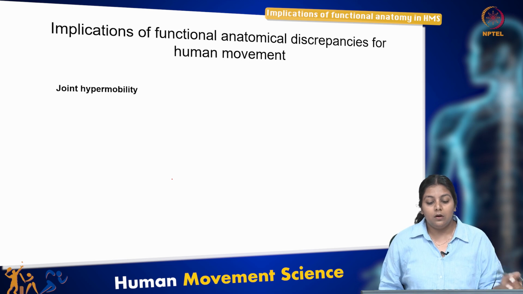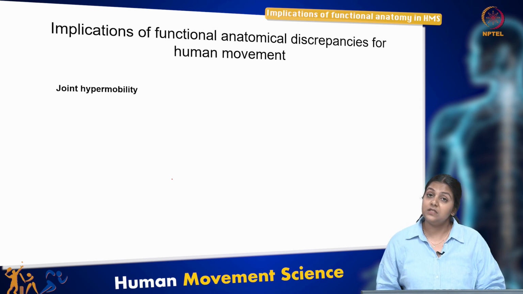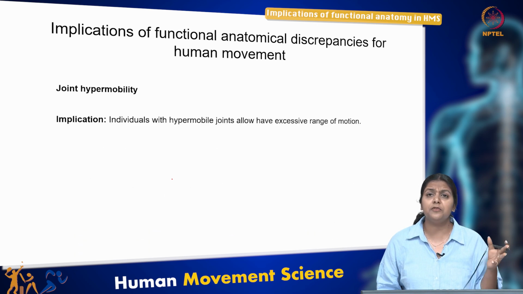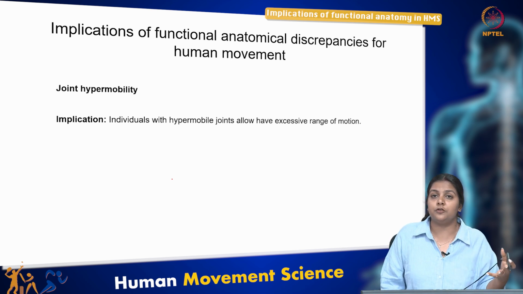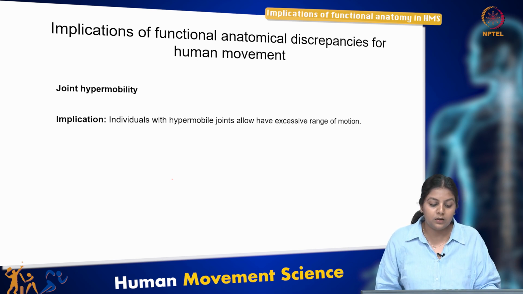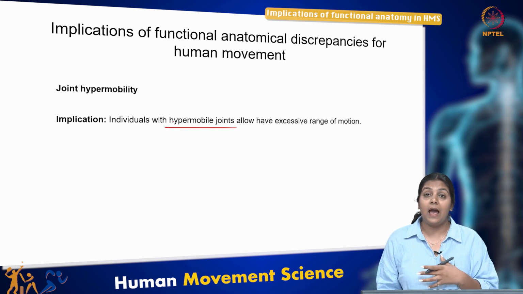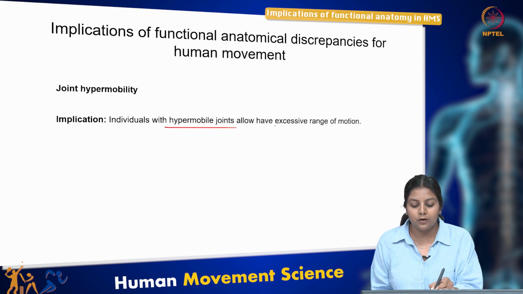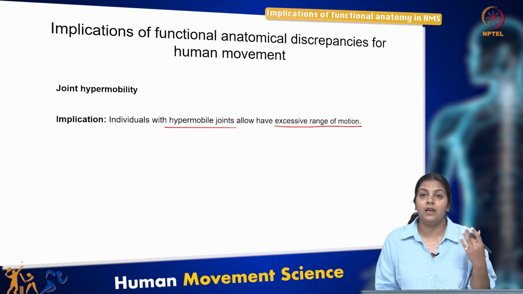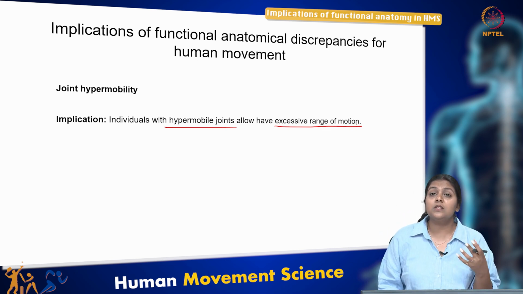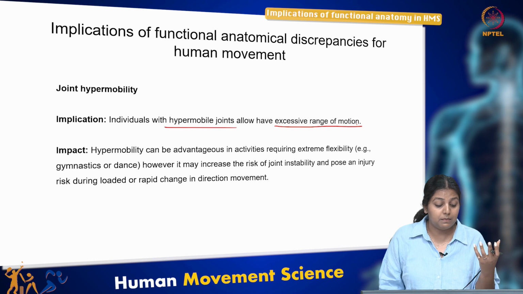Another anatomical discrepancy would be joint hypermobility. So you might have heard, individuals that have more joint range of motion at one or particular joint. So individuals with hypermobile joints have an extra allowance of range of motion. So they have excess range of motion. Now this could be good and it could be bad as well.